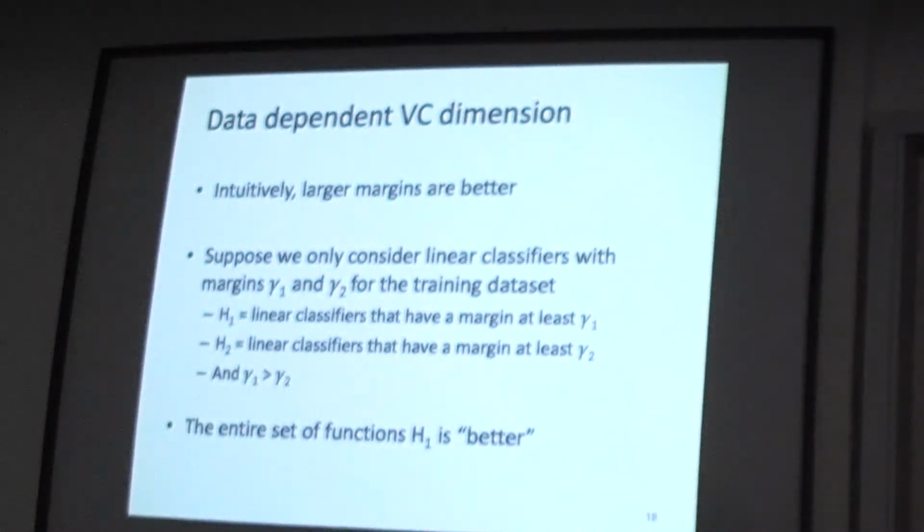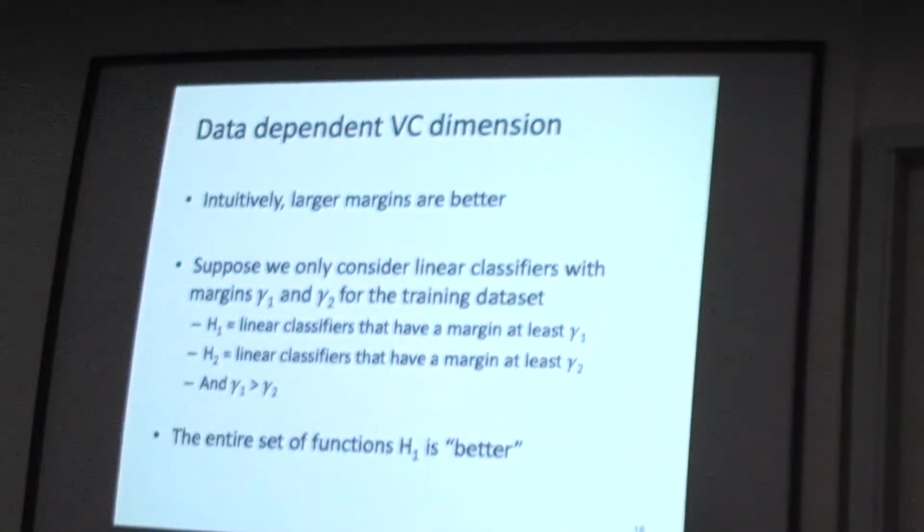Why? Because we just analyzed, right? We believe a classifier which has a larger margin will perform better, right? So you can see that on average, the classifiers in H1 have a margin larger than the classifiers in H2, right? This is according to the definition. So we believe H1 is better.